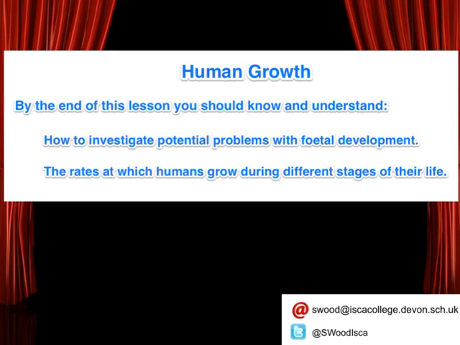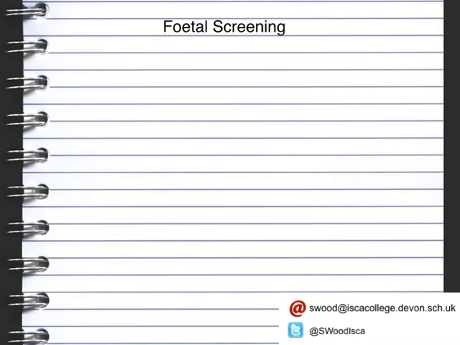By the end of this lesson on human growth, you should know and understand how to investigate potential problems with fetal development and the rates at which humans grow during different stages of their life. There are two types of fetal screening. The first, probably the most common that we're aware of, is ultrasound. What ultrasound does is it scans to reveal the baby's sex, whether there are multiple pregnancies, or developmental defects during the early stages of pregnancy.